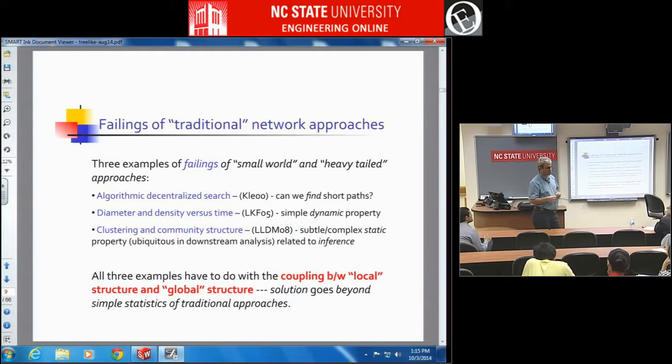So they introduced a bunch of models, some of which are more and less realistic. The most realistic one was able to reproduce the densification and shrinking diameters, but did so by what they called a forest fire model, a particular instantiation where there's a very sensitive dependence on how they burnt new nodes, basically. And so you had to get that coupling right, in a very sensitive and non-robust way, to couple the local and the global. Clustering and community structure. So this is something that we did.